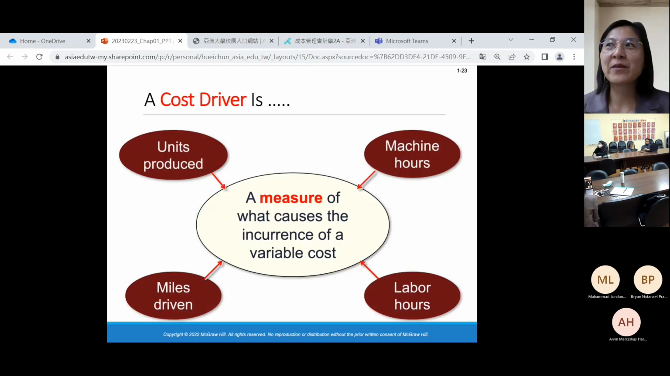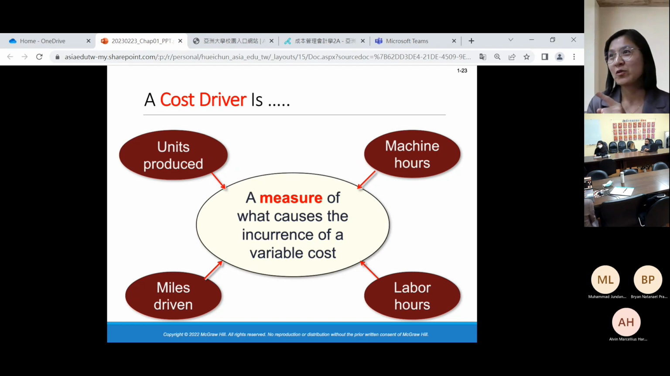Okay, and here comes cost driver. A cost driver is a measure of what causes the incurrence of a variable cost. Like we just mentioned, direct labor hours is a cost driver. Machine hours are also cost drivers, or units produced, or miles driven if you are driving a car. So the cost driver is the miles you drive.